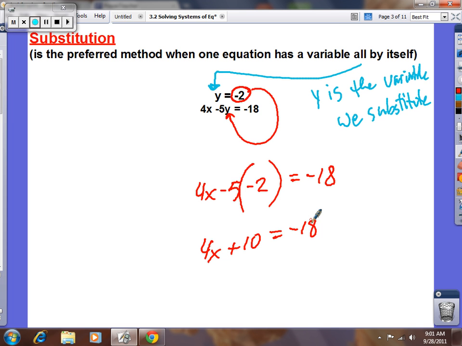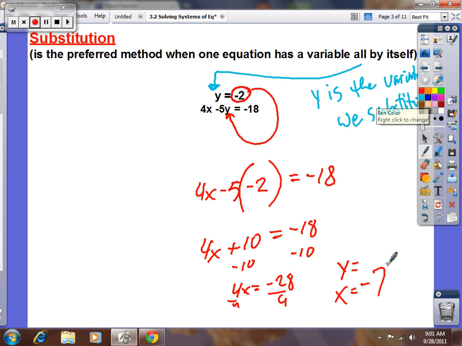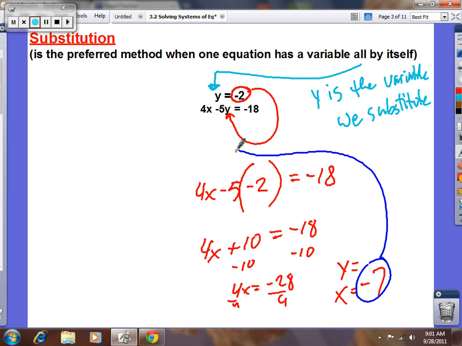Solve for x. Minus 10, minus 10. Do you have 4x equals a negative 28? Divide by 4. Divide by 4. What's x? X equals a negative 7. If you know x is negative 7, how can you find y? Yes, x is negative 7. Take that negative 7 and substitute in for x. You're just going to plug it in. Now plug it back in.